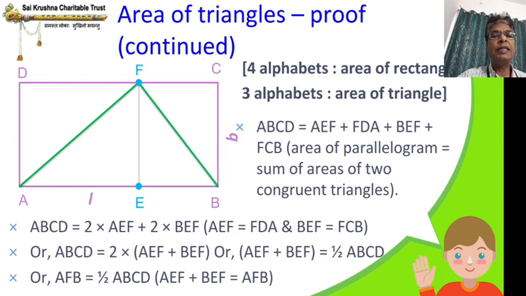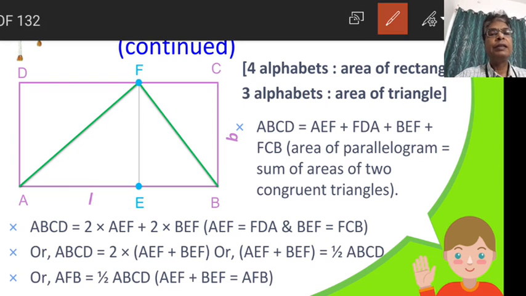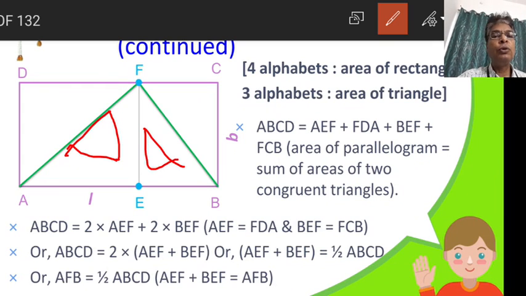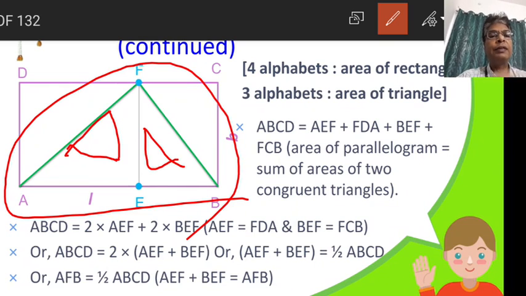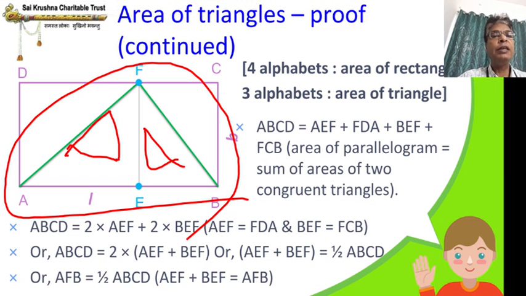Why AFB? Because AEF plus BEF equals the total triangle ABF, correct? So AFB equals half into ABCD. So we have got the proof, but we will go to the next page to see further. You can note down these points and then move to the next page.